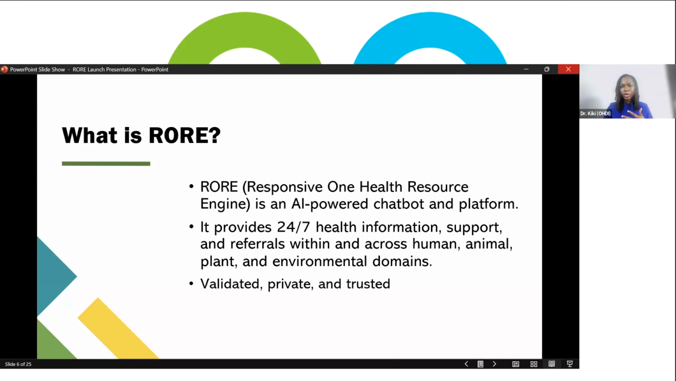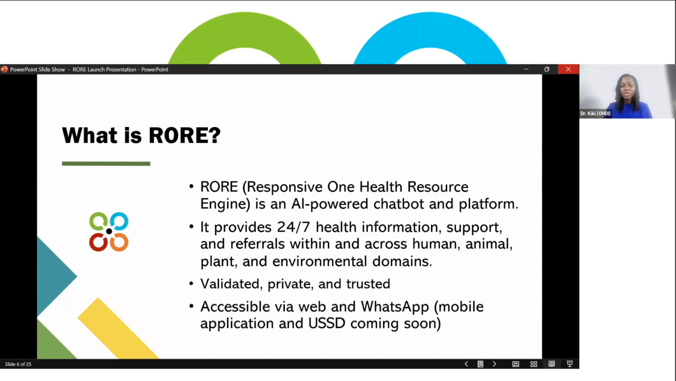And then, of course, following up, it will be the right support and referrals as much as possible. So it's validated. It's something you can trust, the information that comes out of Rore. Then it's also accessible via the website and via WhatsApp. So it's currently available via website. You can use it on WhatsApp, click the WhatsApp icon and it takes you straight to WhatsApp.